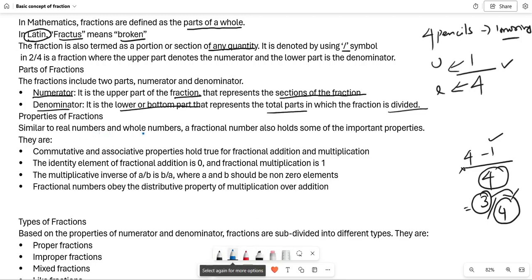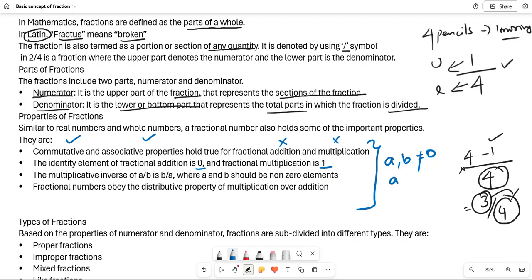Similar to real numbers and whole numbers, fractions also hold important properties. So what are the properties of fractions? Commutative and associative properties hold true for fraction addition and multiplication only, not for subtraction and division. The identity element of a fraction for addition is 0 and for multiplication is 1. The multiplicative inverse of a by b is b by a, where a and b are non-zero. Non-zero means we can't choose a and b equal to 0.